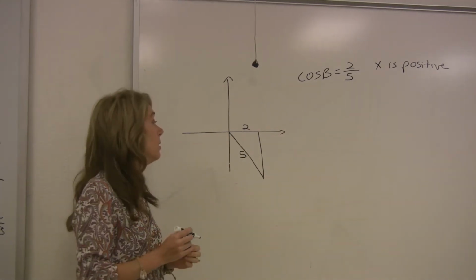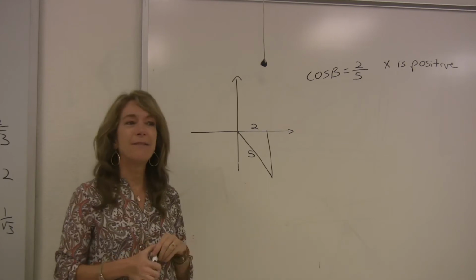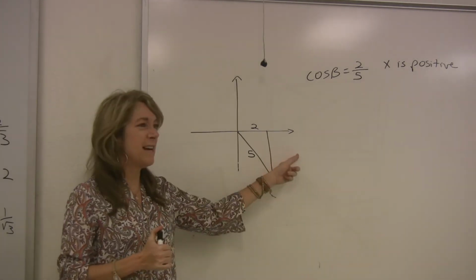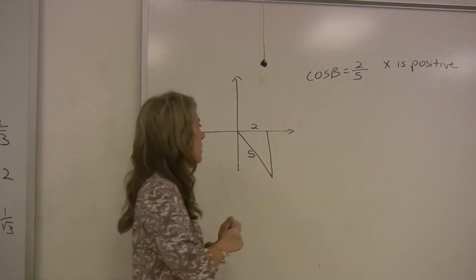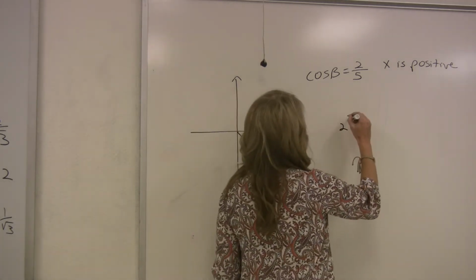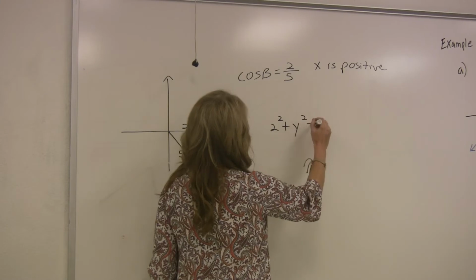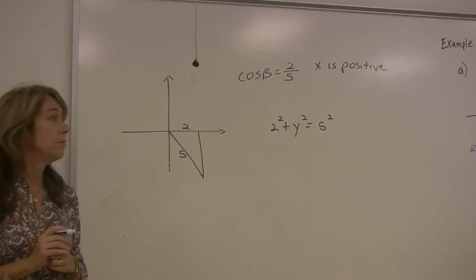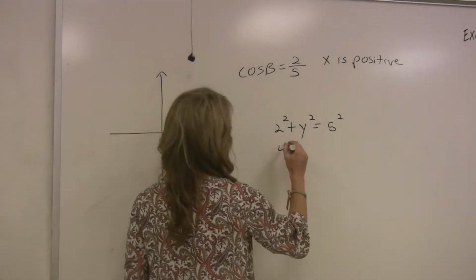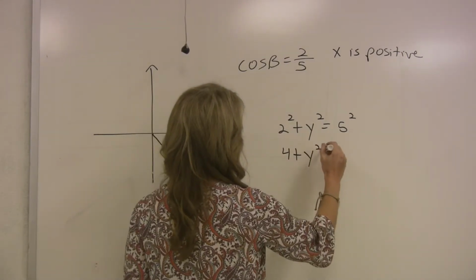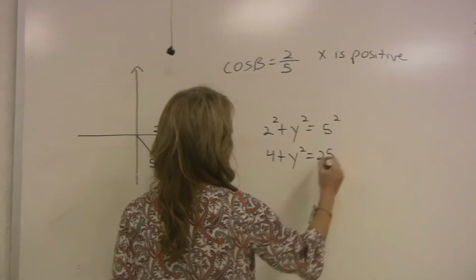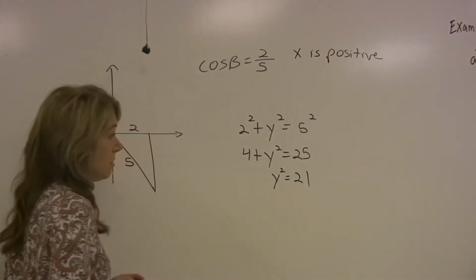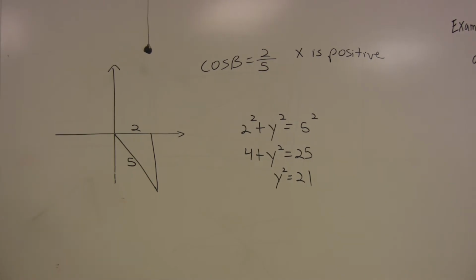What do I need now? The Pythagorean theorem, so I can find out what this y value is. 2 squared plus y squared equals 5 squared. Four plus y squared equals 25. Y squared equals 21. What's y?